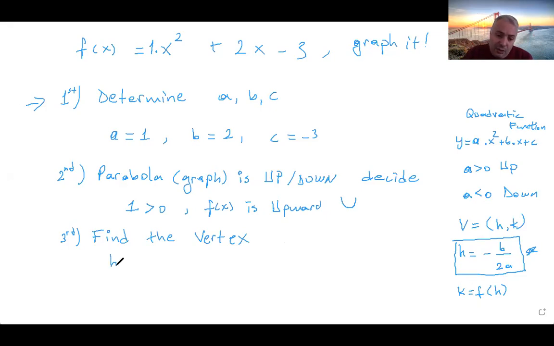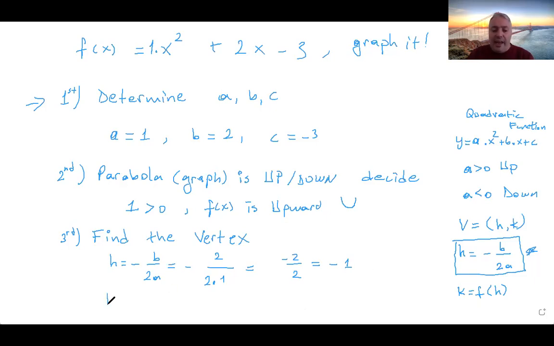h equals negative b over 2a. Negative, so b is here, we know 2. 2 times a. A is here, we know 1. So it will be negative 2 over 2, which is negative 1. Any question for this? h is negative 1. Do we have question, guys? No questions, sir.